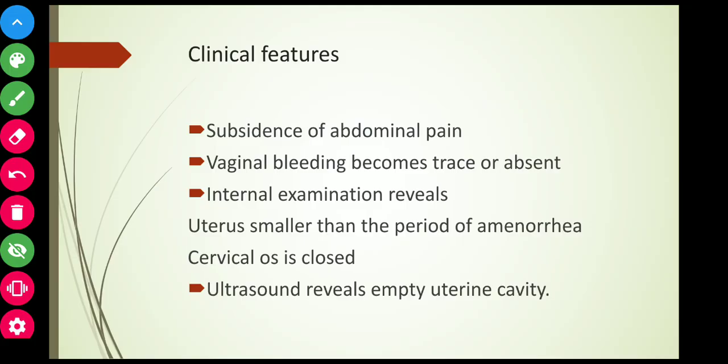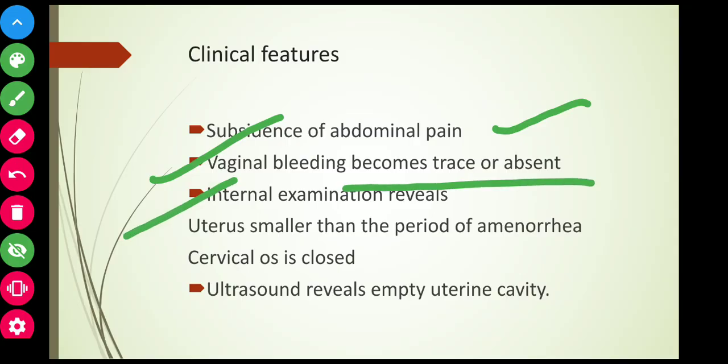So here there is subsidence of abdominal pain. There is no abdominal pain because all the material came out. Vaginal bleeding becomes trace or absent, because all the conceptual material has come out. So there will be no bleeding.